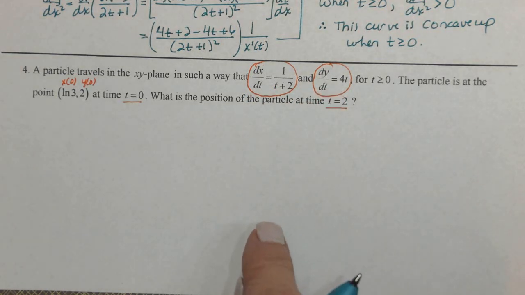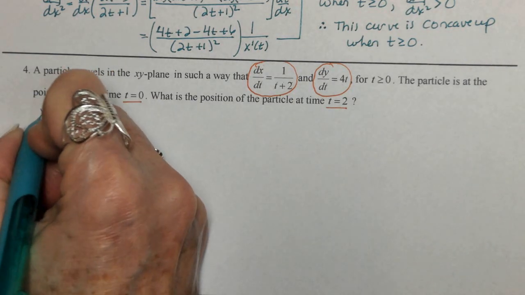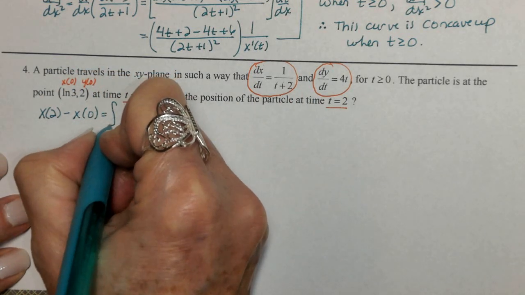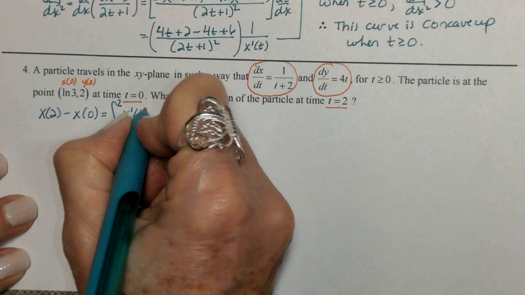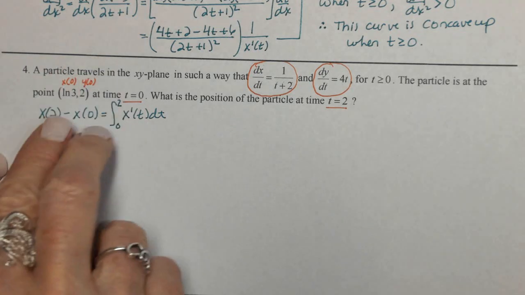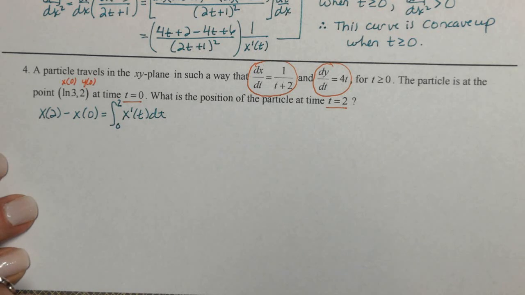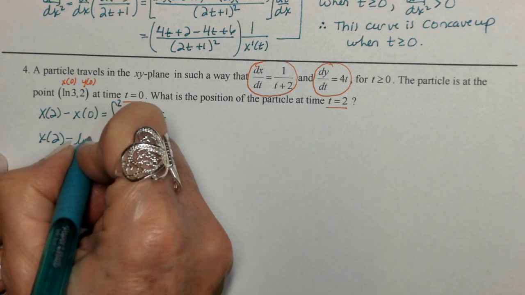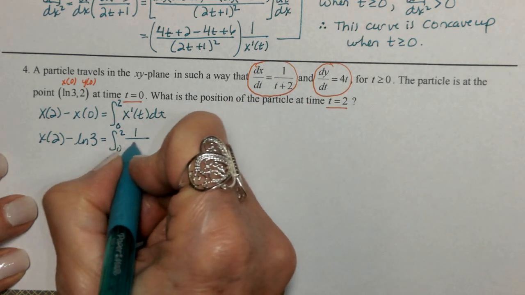This is screaming to me to use the fundamental theorem of calculus, FTC. x at time 2 minus x at time 0, the change in x, is the integral from 0 to 2 of x prime. Fundamental theorem. These are t values, x at t values, right? So, set up the fundamental theorem. They told me that x of 0 was ln of 3. And I can find this integral, that's 1 over (t plus 2).